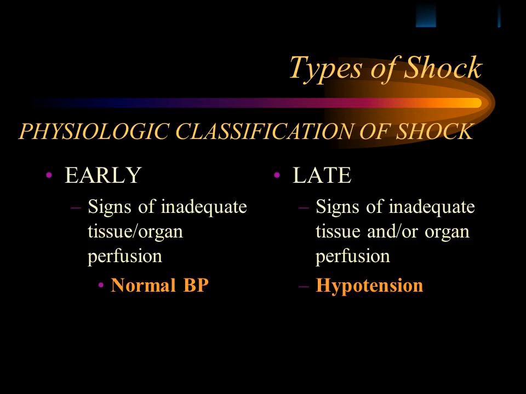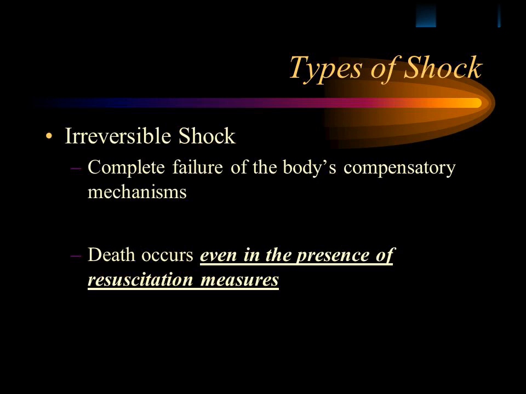Types of shock. Physiologic classification of shock: early, late. Early: signs of inadequate tissue/organ perfusion, normal BP. Late: signs of inadequate tissue and/or organ perfusion, hypotension. Types of shock: irreversible shock. Complete failure of the body's compensatory mechanisms. Death occurs even in the presence of resuscitation measures.